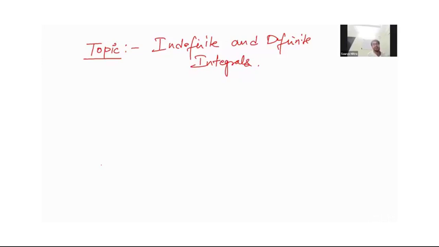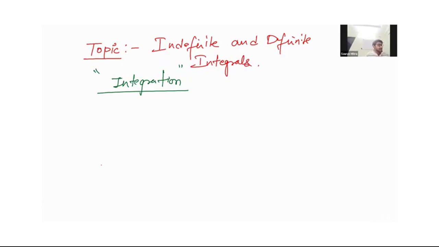Today's session we will discuss the topic of indefinite and definite integrals. So let's start the session. In this we should know some basics, this we call integration. This chapter we call definite and indefinite integration. In this chapter we will learn integration, but in this session we will touch some basic topics of integration.